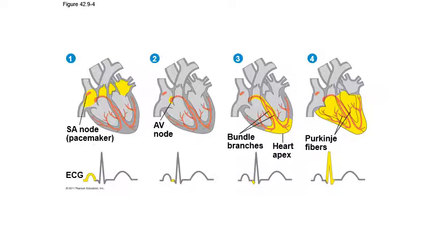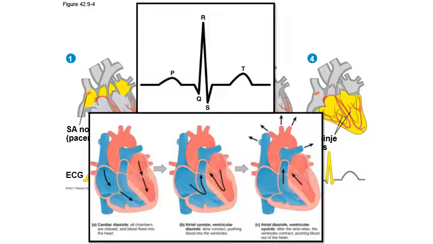And then when you have this huge depolarization, this huge squeezing, beating of the ventricles, that's the QRS part of the ECG wave. So we have P, QRS, and then T, which is not shown on this diagram. Okay, so that's what it means.